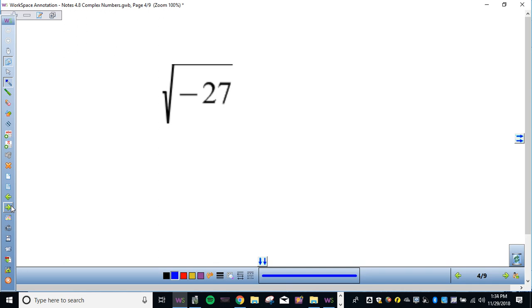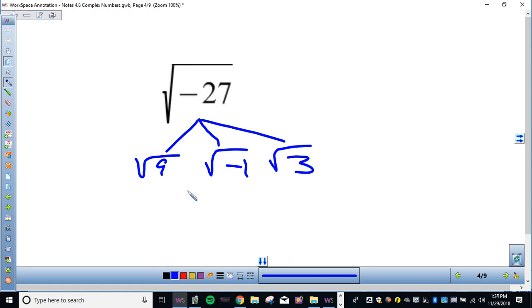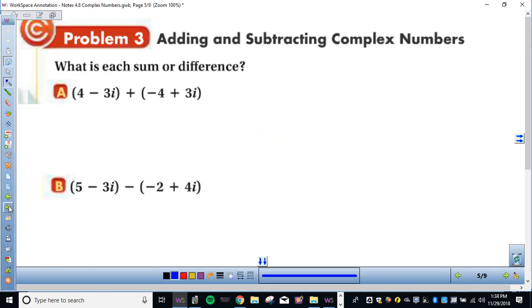Okay, biggest factor of 27 you can evenly square root is 9. So we break this one apart into square root of 9, square root of negative 1, and then square root of 3. So it becomes 3i square root 3. All right? No big deal. So it's easy at first, right? Always easy at first. Now, in your notes, you're going to write A and B down, please. So we're going to start adding and subtracting these.